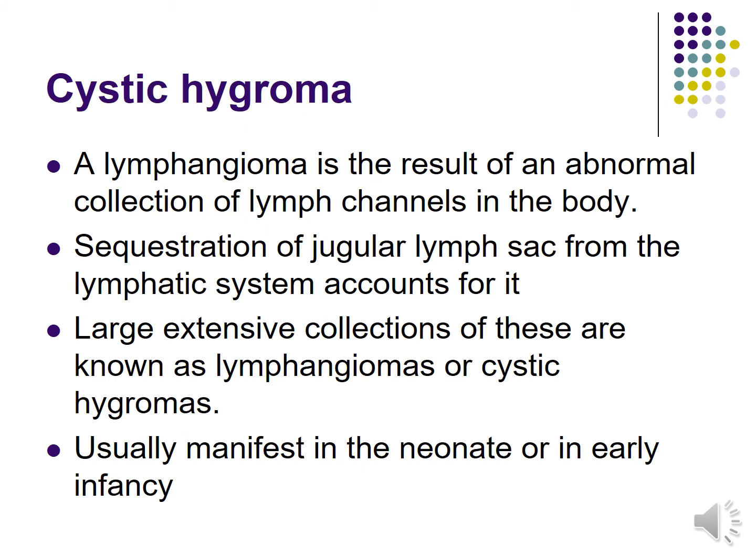Cystic hygroma is a type of congenital lymphangioma. The commonest victims are infants and children. The lymphangioma is a result of abnormal collection of the lymph channels in the body. The sequestration of a jugular lymph sac from the lymphatic system accounts for it. The large extensive collections of these are known as lymphangioma or cystic hygroma. Usually, as we have told, it manifests in neonates or early infants.